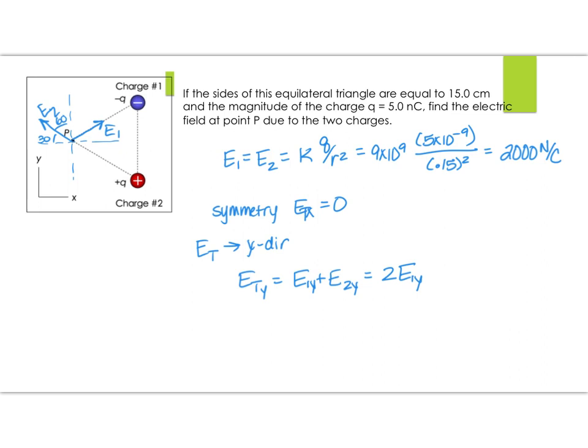If I wanted to write the Y components, I have a choice of what angles I can use. I'm going to stick with the 30-degree angle. The Y component will be found by taking 2, because I had a contribution from E1 and E2, times E1, which is 2,000, times the sine of 30, which gives me a total of 2,000 newtons per coulomb directly up, and that is my total electric field.